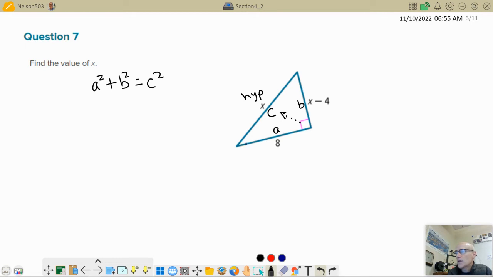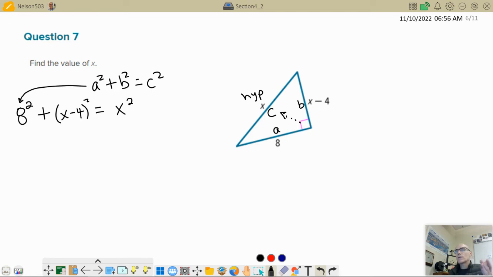So I'm going to take the 8 and put it in right here for the a. Let me give myself as much space as possible. So 8 squared, that's my a squared, plus the b is this crazy expression, x minus 4, okay? And the c is the x, so I just have x squared.